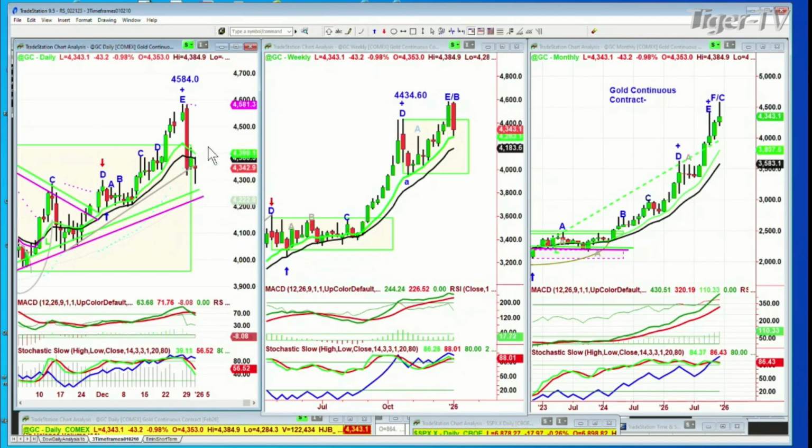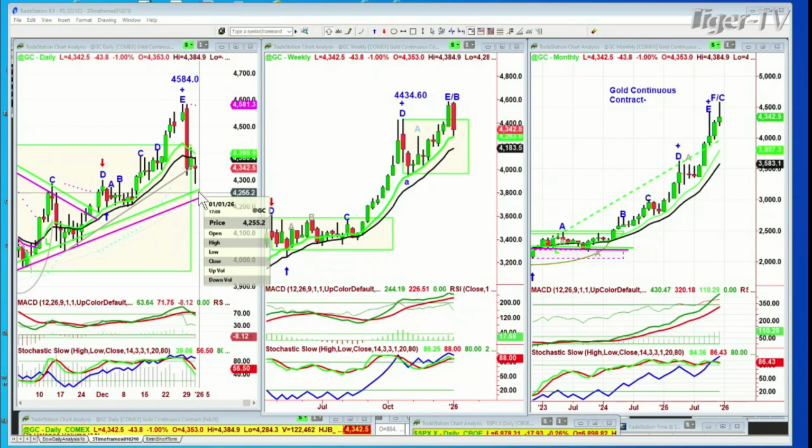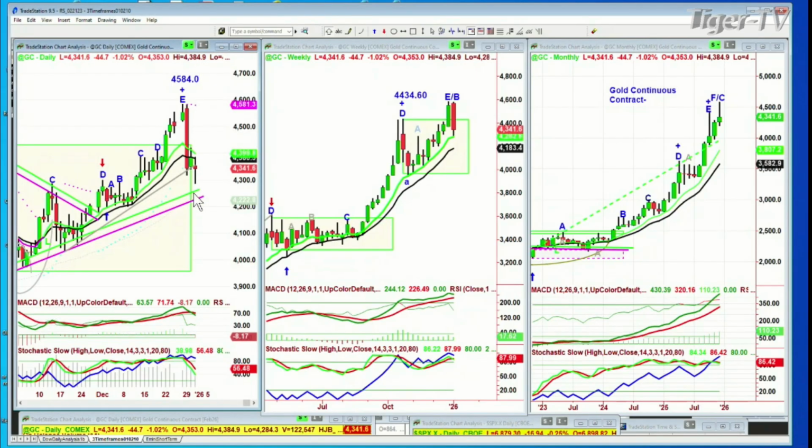That either says you've got a lot of room to go down, or that it's going to get to the inside track propellant zone, which is between 42.65 and, well, it's a rising trend line, but right now, and 42.34.